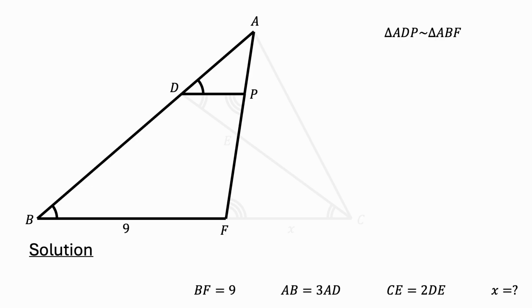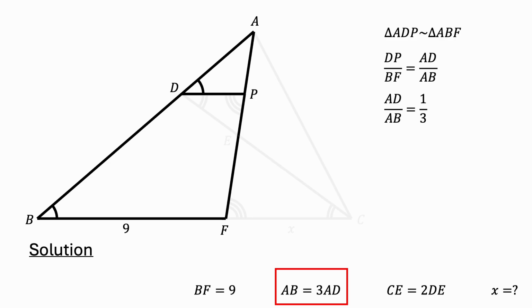Since corresponding sides in similar triangles are proportional, we have DP over BF equals AD over AB. Given AB equals 3AD, AD over AB equals 1 over 3. So, DP over 9 equals 1 over 3, which implies DP equals 1 over 3 times 9. Therefore, DP equals 3.